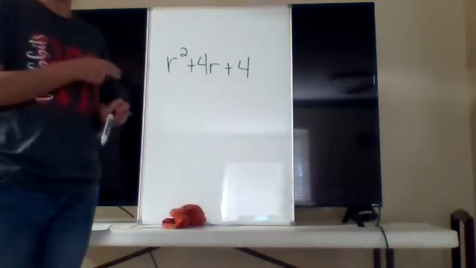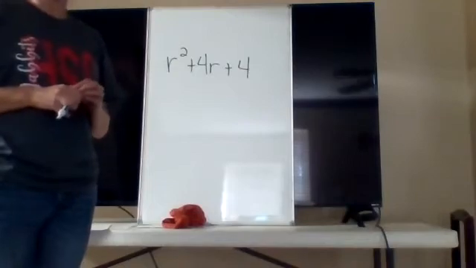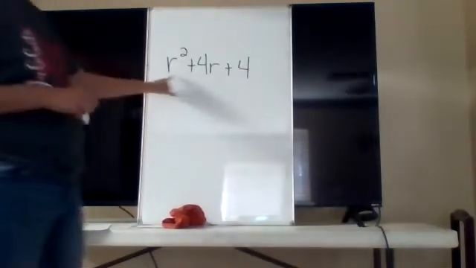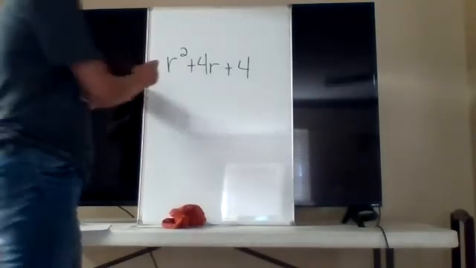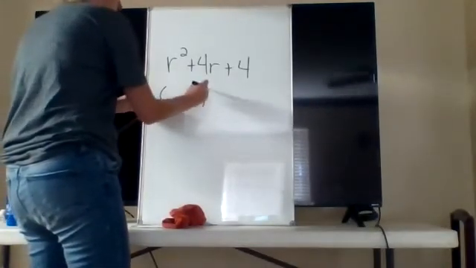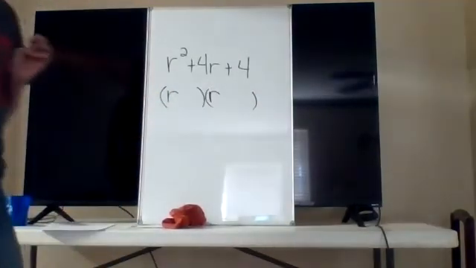This actually should look very familiar to something that you've already done, which we did in 6.2. This is one of those good trinomials because it's just an r squared. How do you get r squared? r and r.